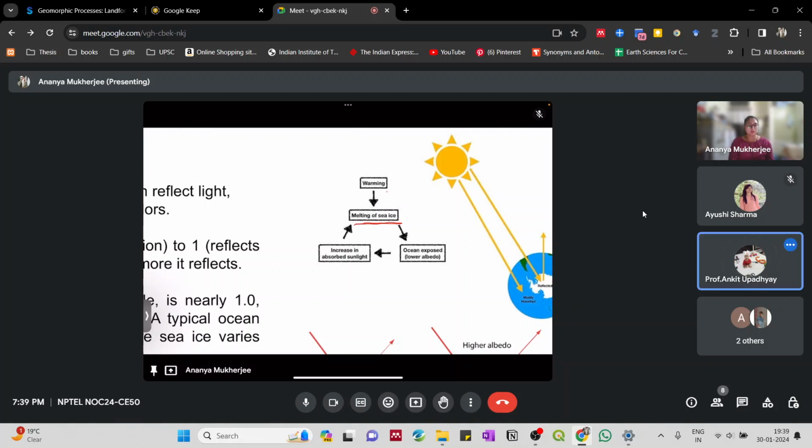So here, more melting of sea ice, since the warming is increasing. Your ocean is more exposed with lower albedo, so it will absorb the energy. Due to that, it's going to get heated up faster, and because of the heating of the already warming atmosphere, and the absorption and emittance of that radiation again, the temperature of the Earth's atmosphere is increasing, and then again it's a cyclic effect.